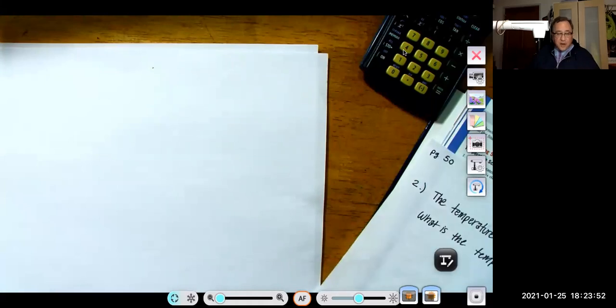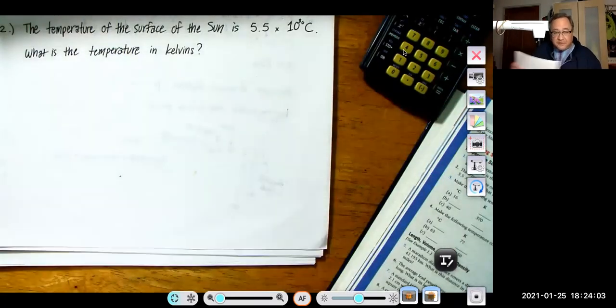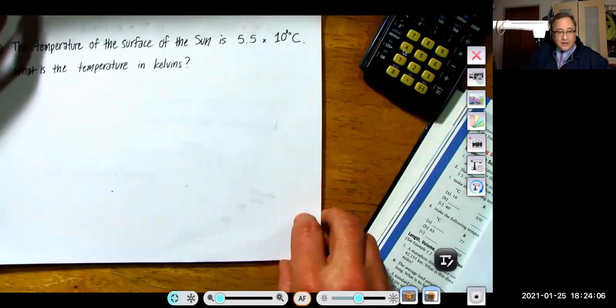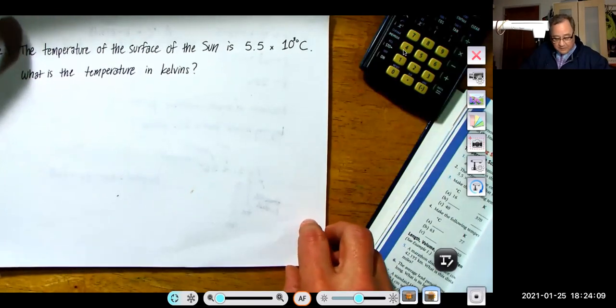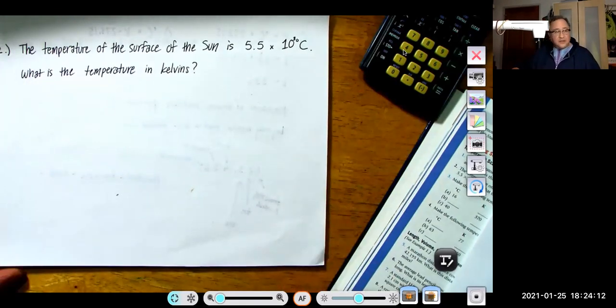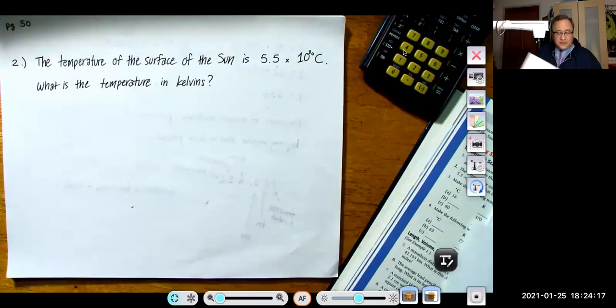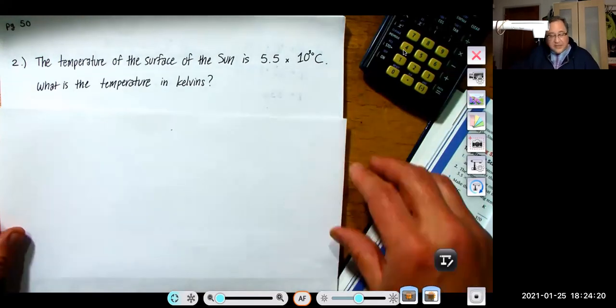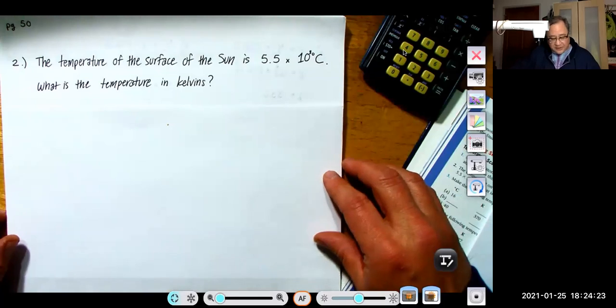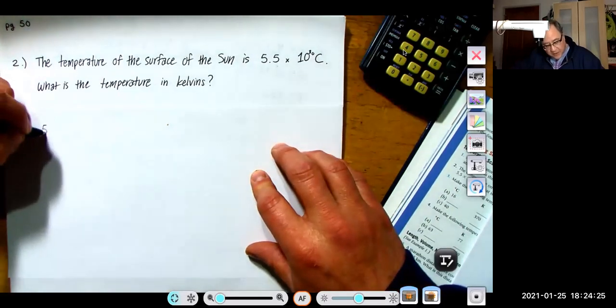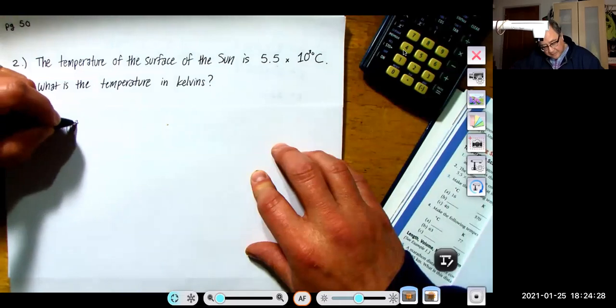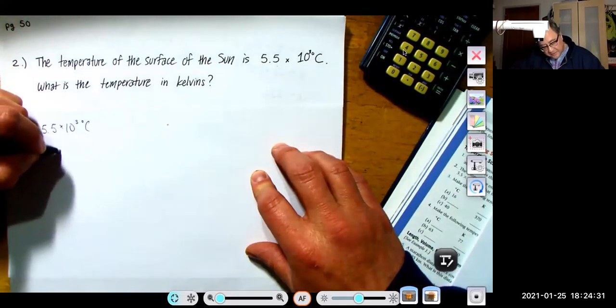Okay, so let's do some problems from around page 50. And my goal is to show you how to do these problems and to show you some information you should know, get a little practice with significant figures, carrying digits through operations, and also talking about scientific notation. So this is problem 2 on page 50, as you can see. The temperature of the surface of the sun is 5.5 times 10 to the 3rd degrees Celsius. First thing I want to tell you is that when you write this out like this, it is called scientific notation.